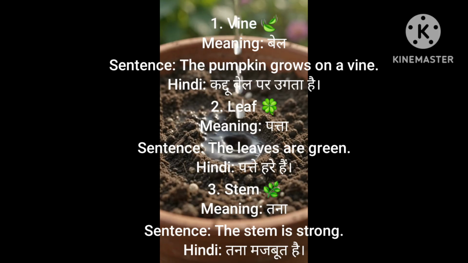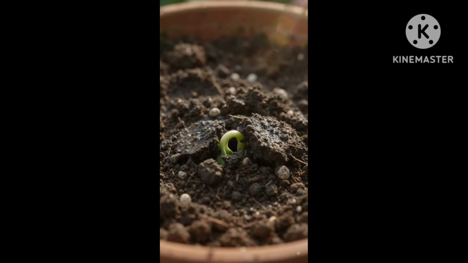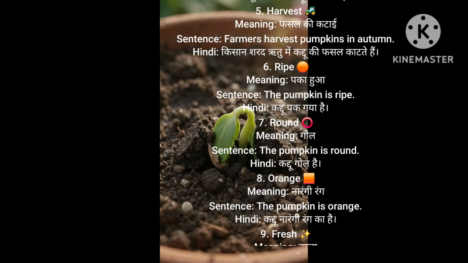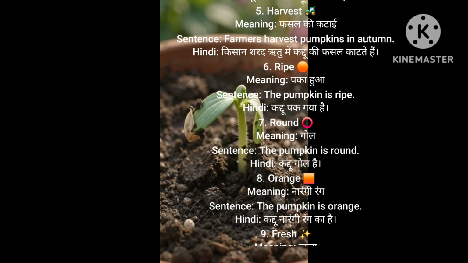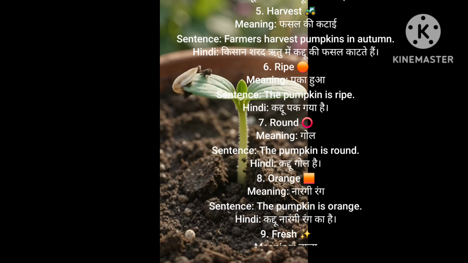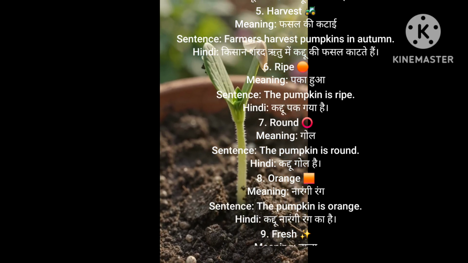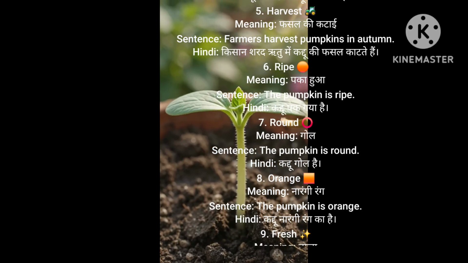Stem तना. The stem is strong. तना मजबूत है. Blossom, खिलना. The blossom turns into a pumpkin. फूल बाद में कद्दू बन जाता है. हार्वेस्ट मतलब फसल की कटाई. Farmers harvest pumpkins in autumn. किसान शरद ऋतु में कद्दू की फसल काटते हैं.